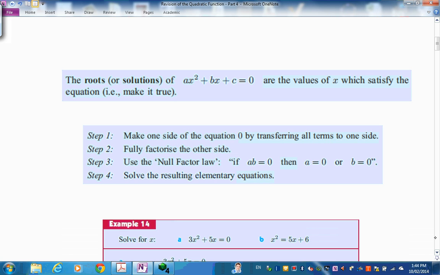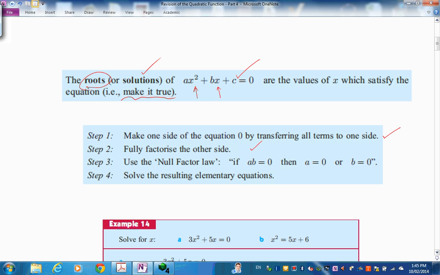Here they are here. Quadratic equation, the roots or the solutions of an equation are the values which make it true. So you're trying to find the x value to put in there and there so that it comes to 0, or where its graph cuts the x-axis. Okay, what are the steps? Make one side of the equation 0 by transferring all terms, transposing terms to all one side.